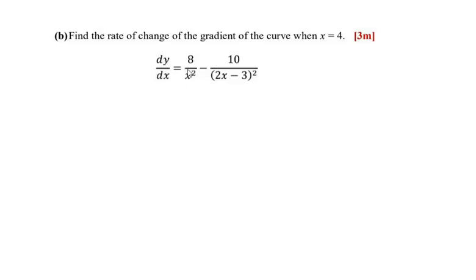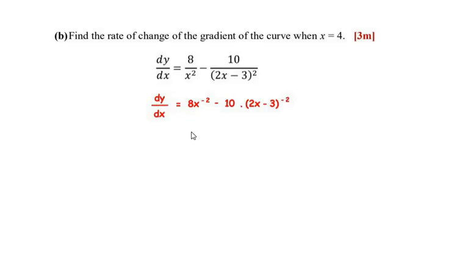So let me rewrite this equation taking the denominators to the numerators first. So here we can write dy/dx as 8 times x to the power of -2. That is, when you take the denominator terms to the numerator, the sign of the power changes. Since it is positive here, it becomes negative. Minus 10 times (2x minus 3) to the power of -2. Now let us differentiate this again.